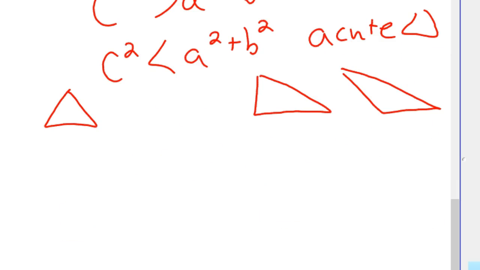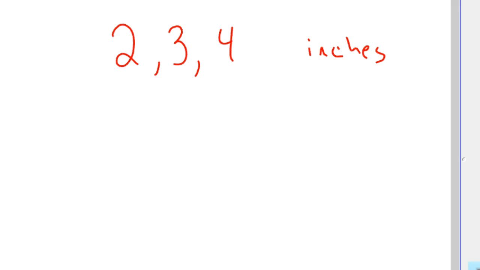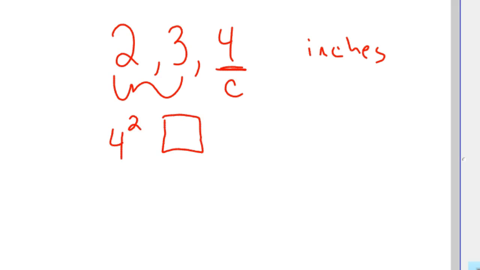Now, how does this work in practice? So let's try it out. Let's say we had a triangle that was 2, 3, and 4 inches long. What kind of triangle can we make? Well, 4, the longest side, is always C. And then the other two, it really doesn't matter, but those are A and B. So I'm going to say 4 squared, we're not sure if it's equal or not, equals 2 squared plus 3 squared.